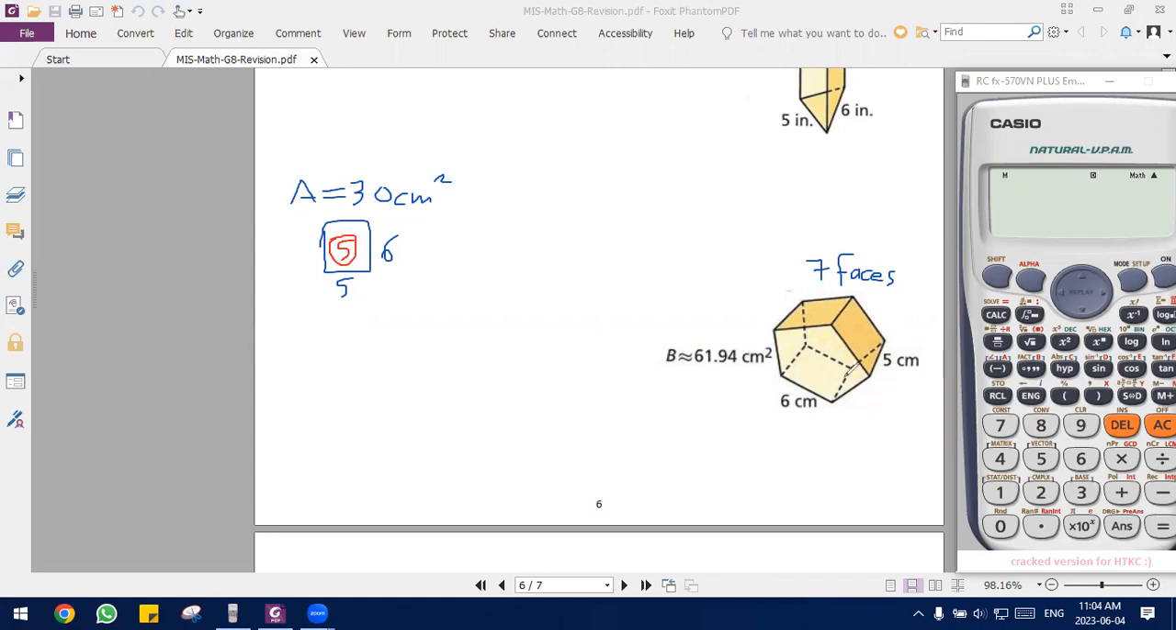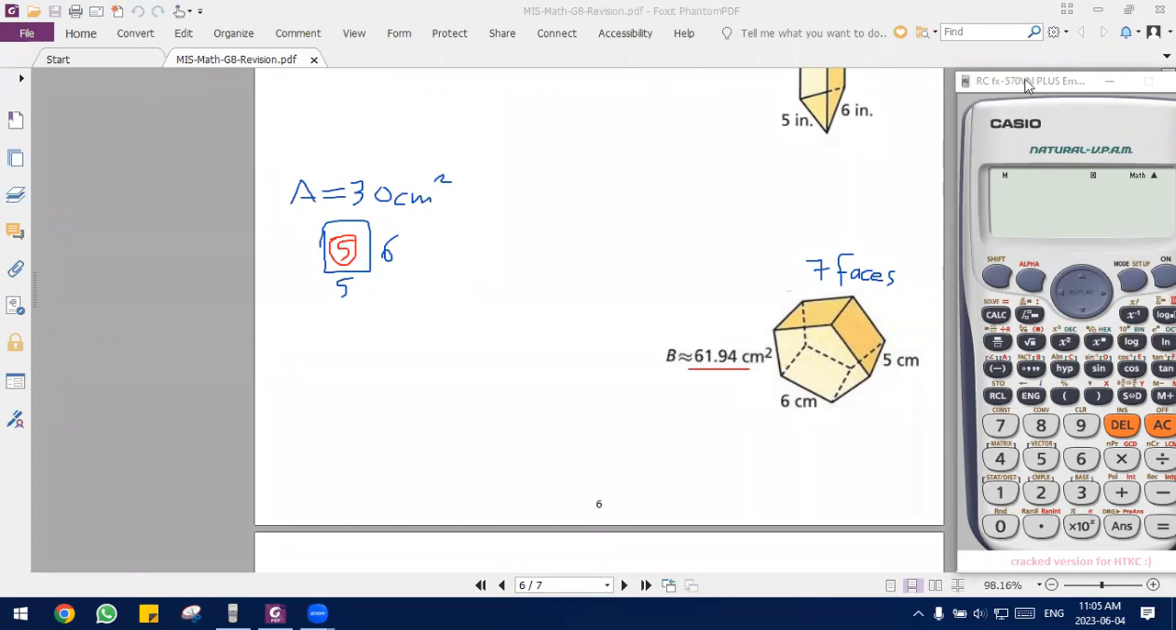Now for the pentagon, we don't know how to find the area of it, so it's given. I just need to multiply it by 2 because it's 2 faces. Now, surface area is equal to the area of the rectangle, which is 30, but I have 5 of it, plus I have 2 pentagons, the area of the pentagon 61.94.